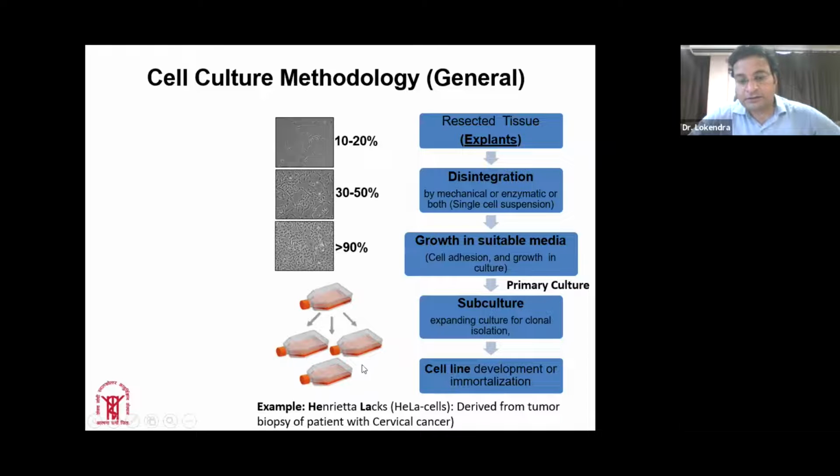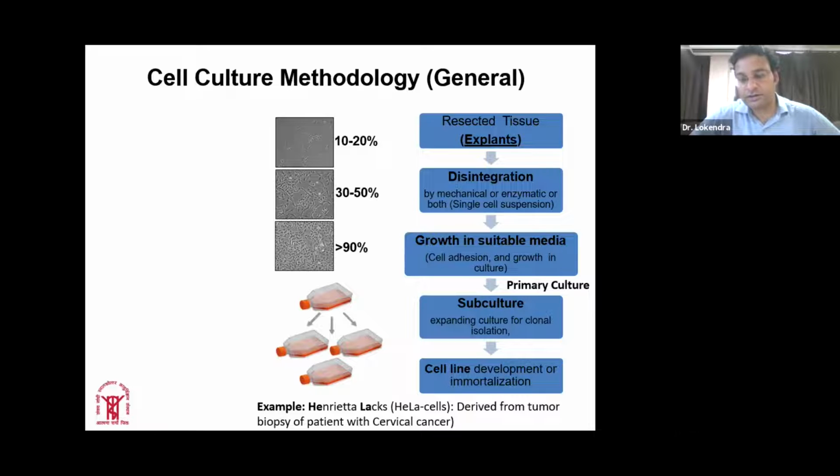Because it started with the tissue, and tissue is a mixture of various types of cells, if you want to focus on a particular type of cell, you can isolate them by continuously growing them. And then you can also characterize whether you are really dealing with the proper cell lines or something else. So eventually the process of cell line development or immortalization occurs, and then you can focus on a particular type of cell line. This is a very routine practice when you are dealing with primary culture.